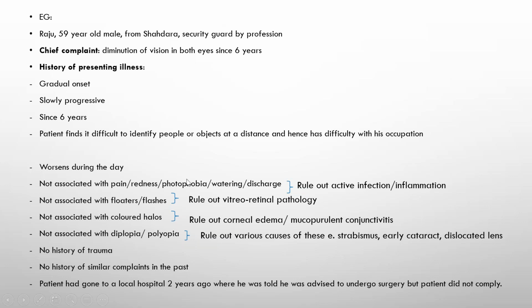So with all this information, you know that it is a gradual onset diminution of vision, which is painless. So then you have a certain array of disorders which will present with a gradual painless diminution of vision, right? So then you can think, okay, maybe refractive error, but why would it be present in 6 years? Okay, most likely in this case, it would be a cataract that has presented.